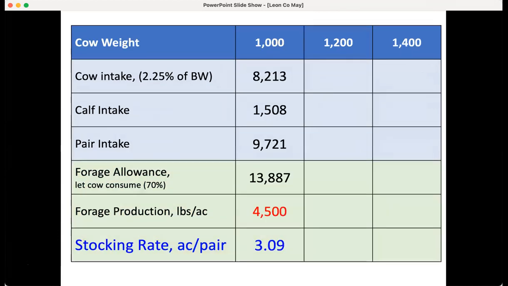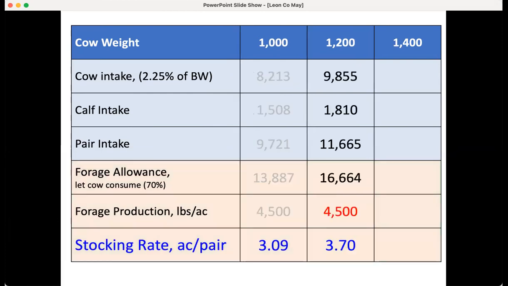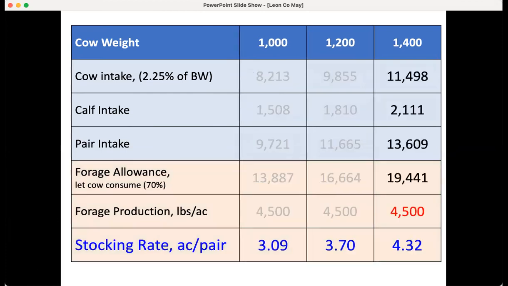Now, if our forage production is decreased for various reasons, whether it's drought, or fertilizer prices are high so we cut back on fertilization, that's going to impact our forage production. That will also impact our stocking rate. That means we'll likely need more acres to support a cow-calf pair. In this situation for a 1,000 pound cow, we need 3 acres instead of a little over 2, with lower forage production versus higher forage production. So that will also influence our stocking rate.